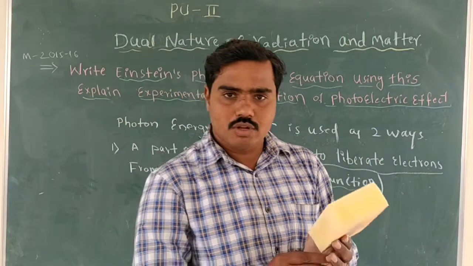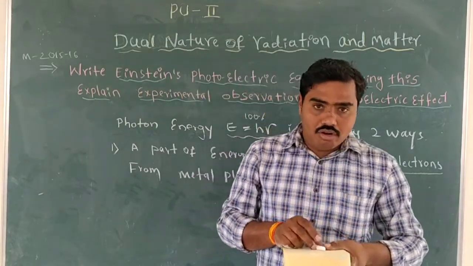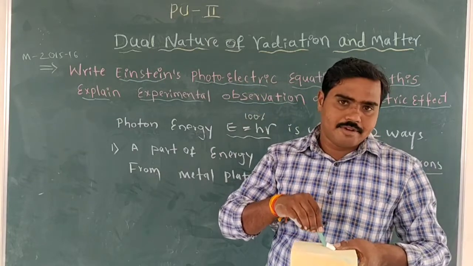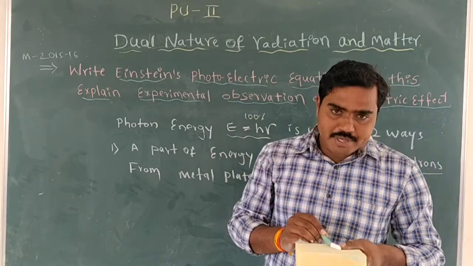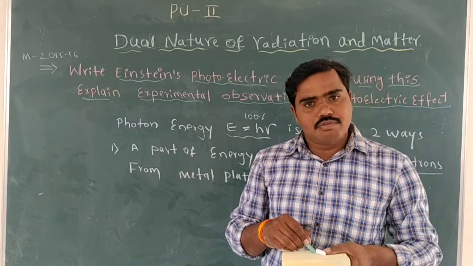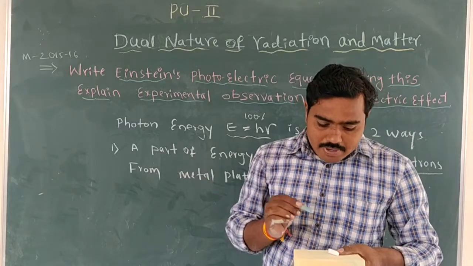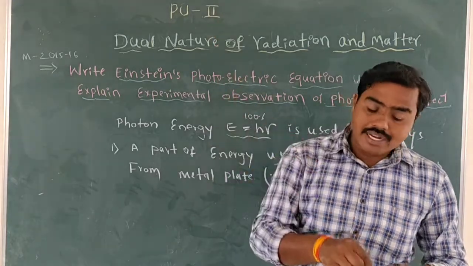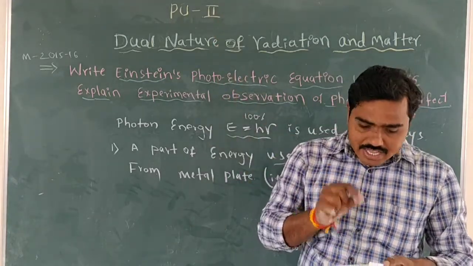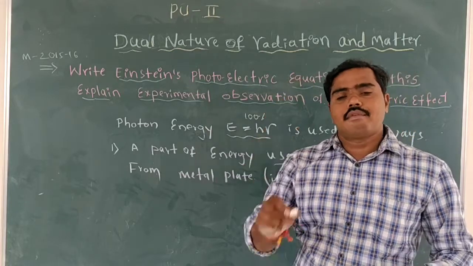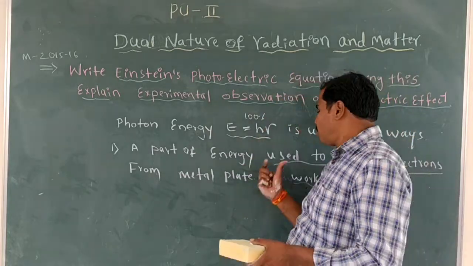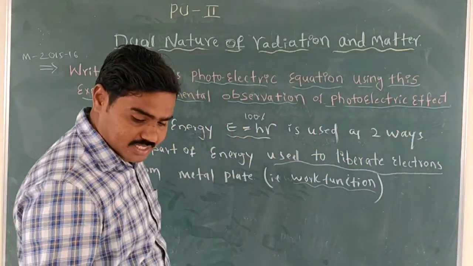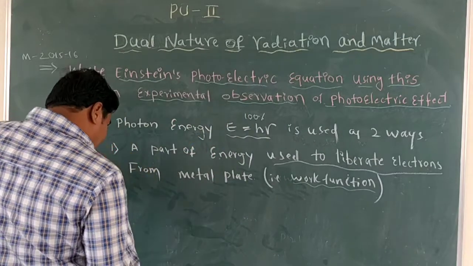For example, this one is a metal surface and this one is an electron. When E is equal to h nu of energy falls on the metal surface, out of that 100%, 50% of energy is used for work function. Work function is nothing but the minimum energy required to remove the electron from the metal surface. Then the remaining 50% of energy.